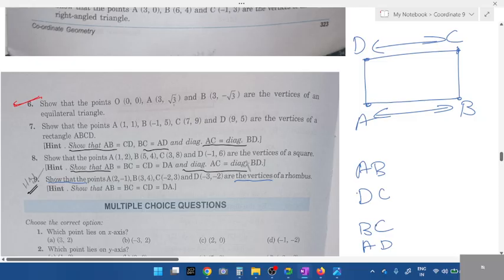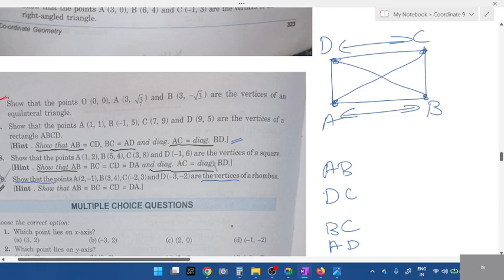Then diagonals. Once after that, you have to check that even the diagonals are equal. That is what they mentioned: sides and diagonals. They won't give this, it's a very lengthy concept. What about the diagonals? You have to find the distance between AC and BD. They should be equal too.